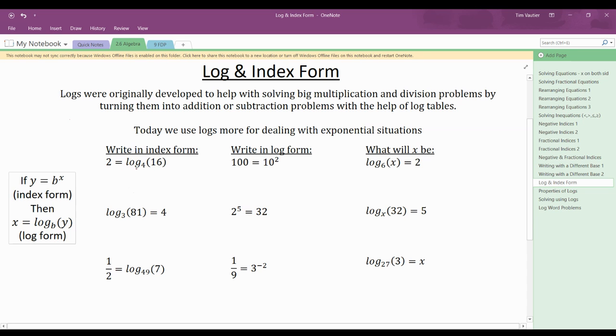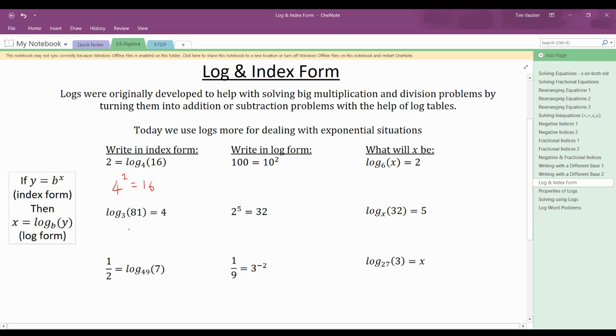We've got 2 equals log, and the little 4 there, we call that a base of 4, and then we've got 16. Now, if we look at these numbers, you might notice a connection: 4 to the power of 2 is equal to 16. If we were to write that down, 4 to the power of 2 equals 16, we would have converted to index form, y equals b to the power of x, from this one here.